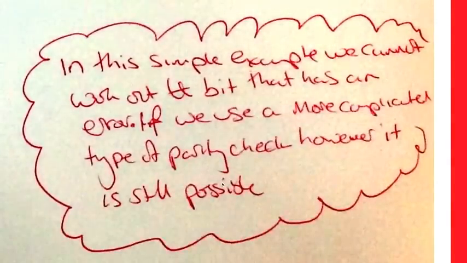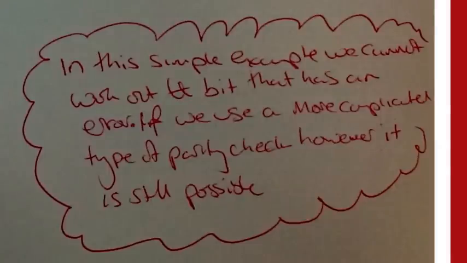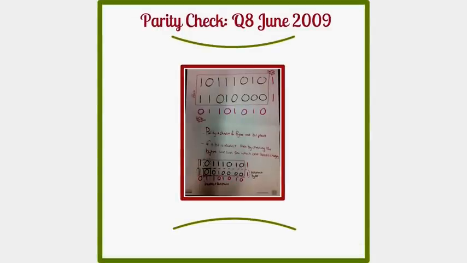However, in this simple example, we cannot work out which bit the error is in, so we have to send the data again. So that's not ideal. What we'll look at now is one of the exam questions that's come up in the past for the OCR computing, which is question 8 in June 2009. And that one actually asked how you could use parity to check where an error was and correct any errors.